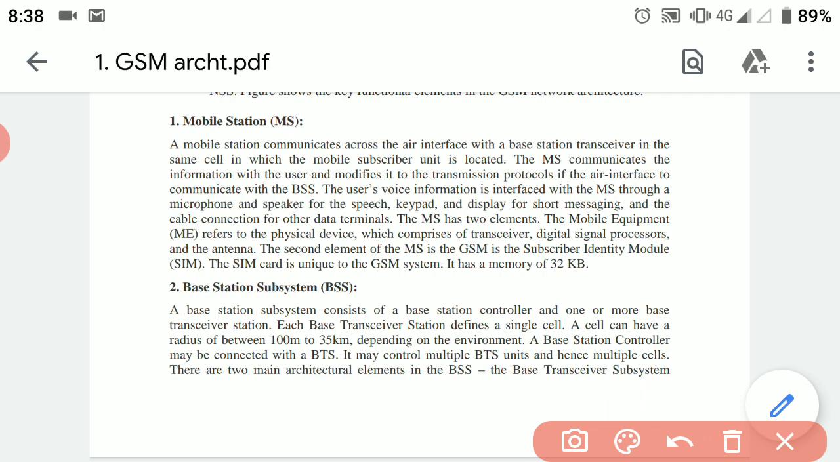The MS has two elements. The first important element is the mobile equipment, which we have just discussed.